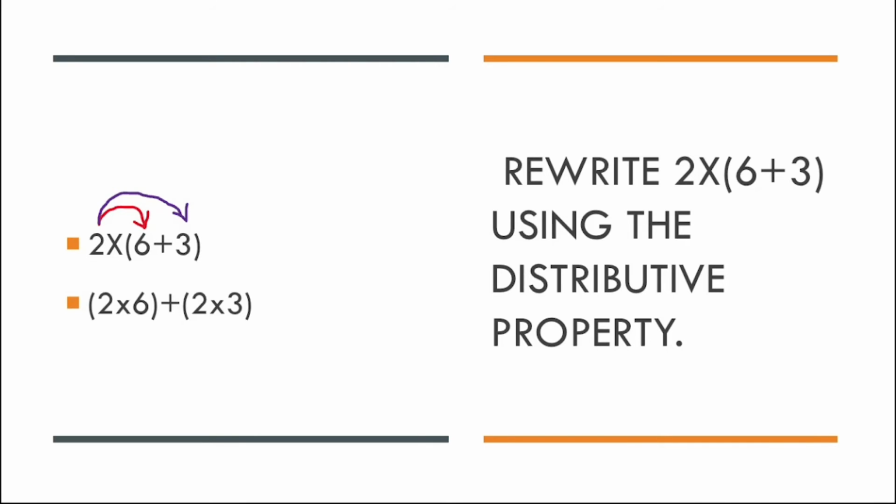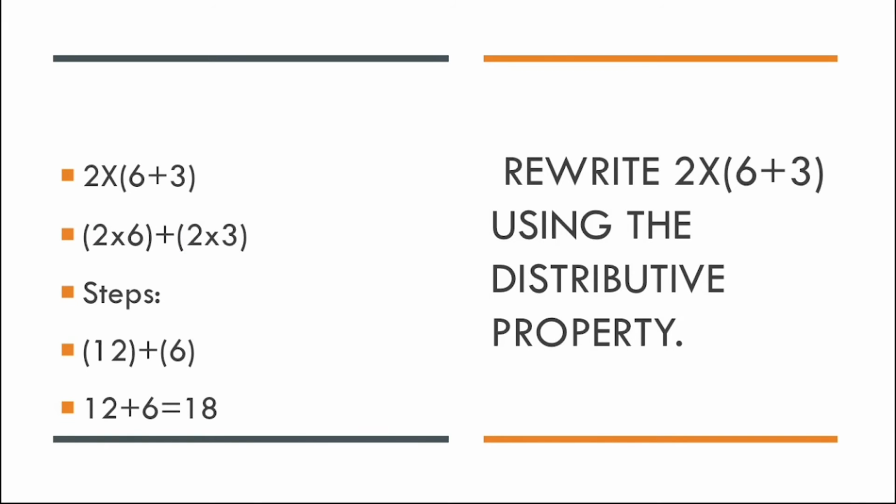We do this by multiplying 2 by 6 and then adding it to 2 times 3. We write it like this, in parentheses, 2 times 6, outside the parentheses, plus sign, and then in parentheses, 2 times 3. If we want to solve this, we can multiply 2 by 6 and it equals 12. Then we multiply 2 by 3 and get 6. Then we add 12 and 6 and the answer is 18.